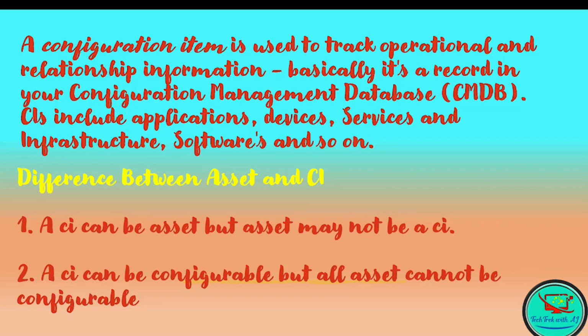Second thing is a CI can be configurable, but all assets cannot be configurable. Again, the same thing, buildings are not configurable, right? They cannot be a CI, and a CI can be configurable, like servers and end user devices, laptops, desktops, network devices that are configurable, right? We are going to track the configurations of that particular device as well as the operational and relationship information in the CI. Let's move to the next slide.